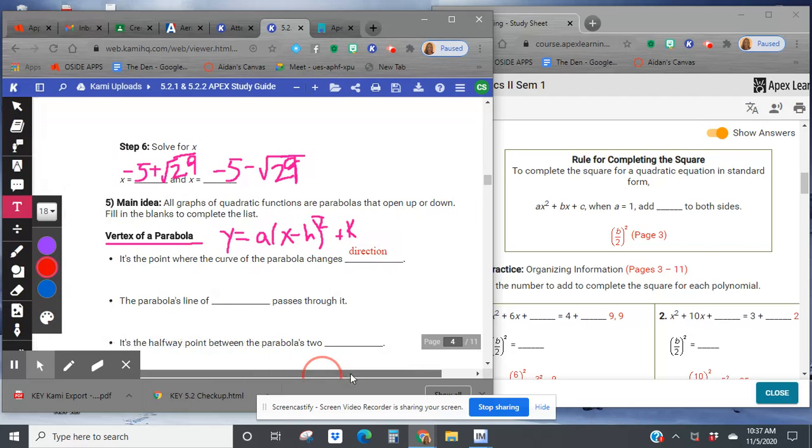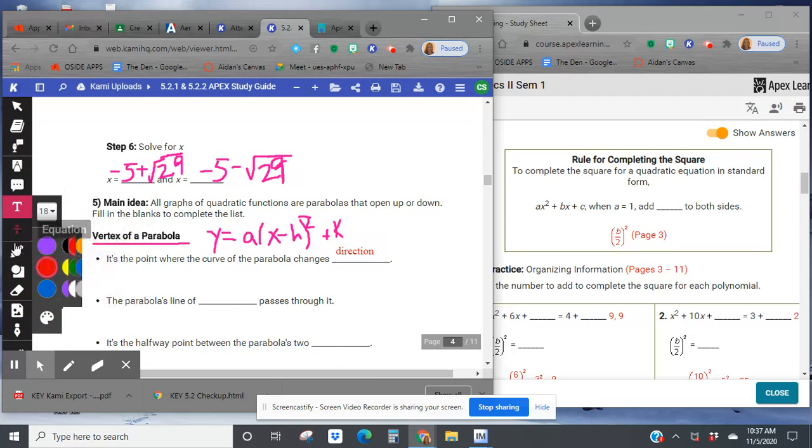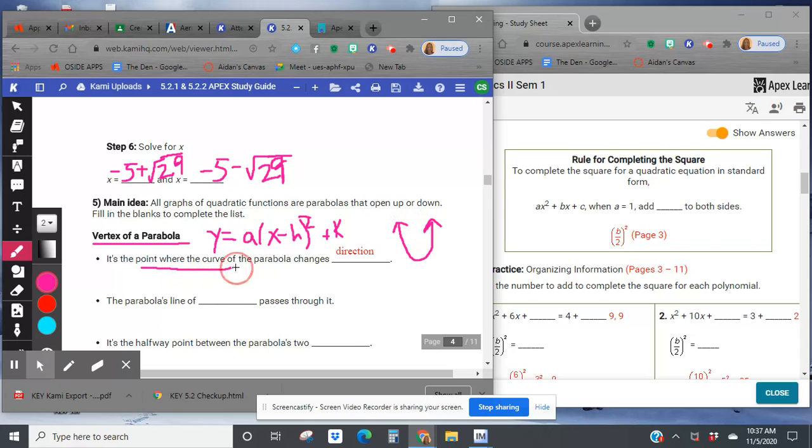Okay, so what do I mean by changing direction? Picture that you have a parabola, a U-shaped graph, and the vertex is the point where the curve changes. So picture down here where the graph is going down, down, down, but then it's going up, up, up. This is your vertex, also known as a minimum of the graph. It's the point where it changes direction.